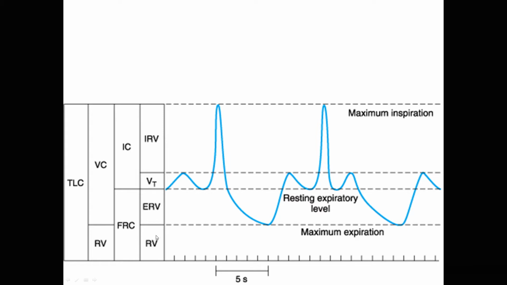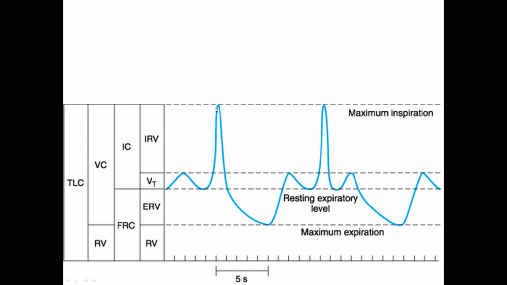The residual volume is the amount of gas remaining in the lungs at the end of the maximal exhalation. The vital capacity is the total amount of gas that may be exhaled after a maximal inhalation. This is the vital capacity. The vital capacity and the residual volume together constitute the total lung capacity.